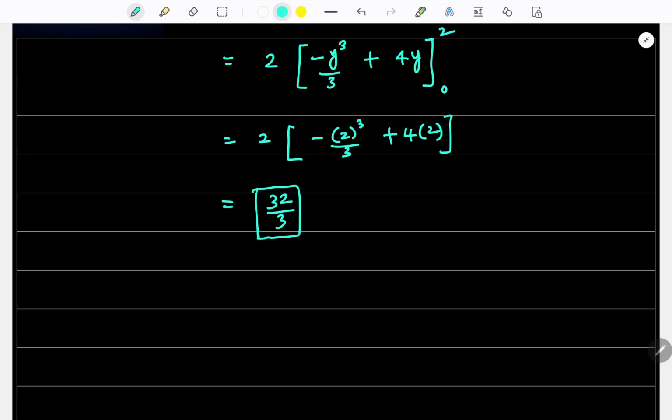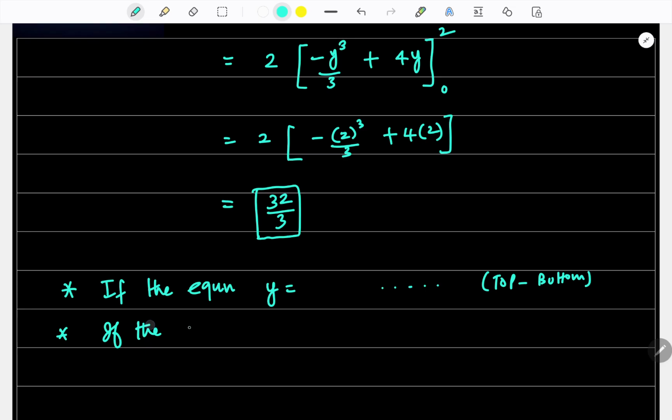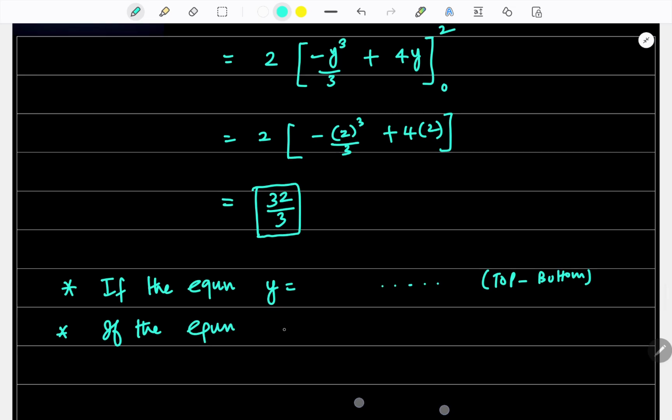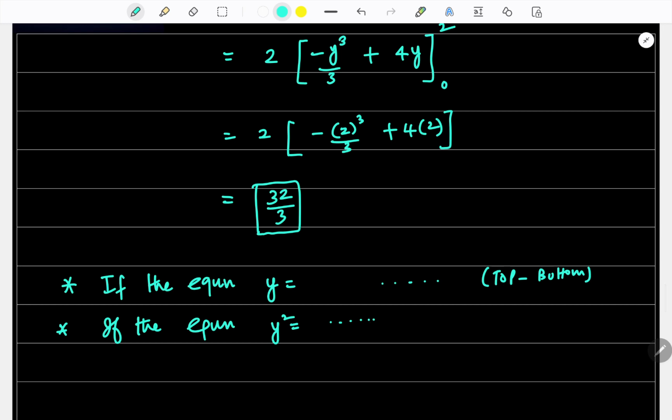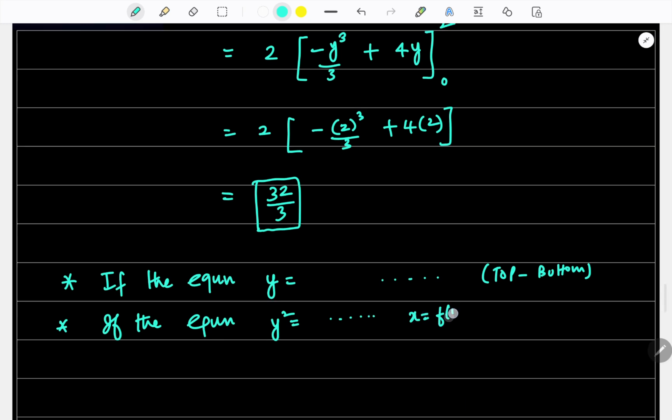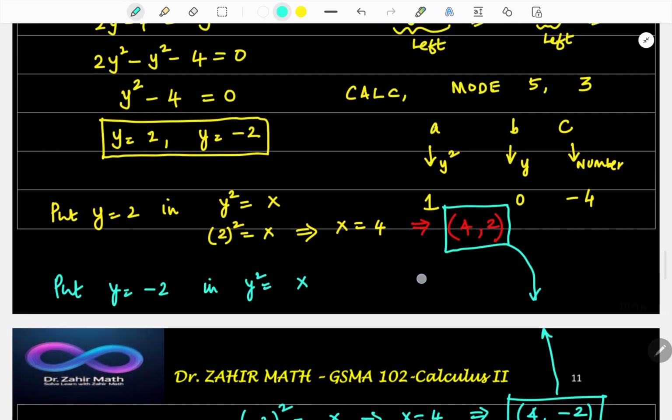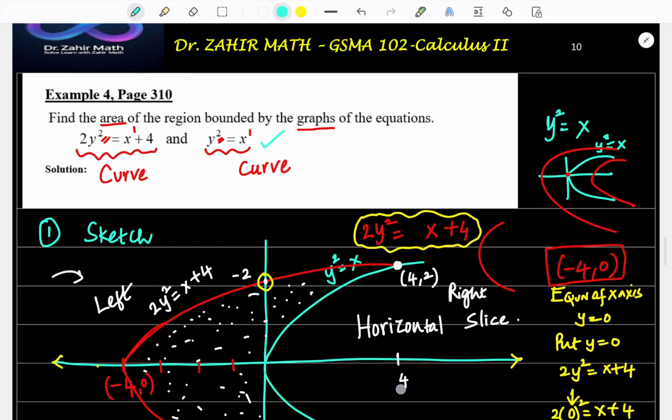Keep in your mind, I'll give you a shortcut. If the equation is y equals, then use the formula top minus bottom. If the equation is y square equals, or x is equal to f of y, whatever it is in general, then you have to use right minus left. How, teacher? Look here, y square. Can you see this one? There is a y square equals.